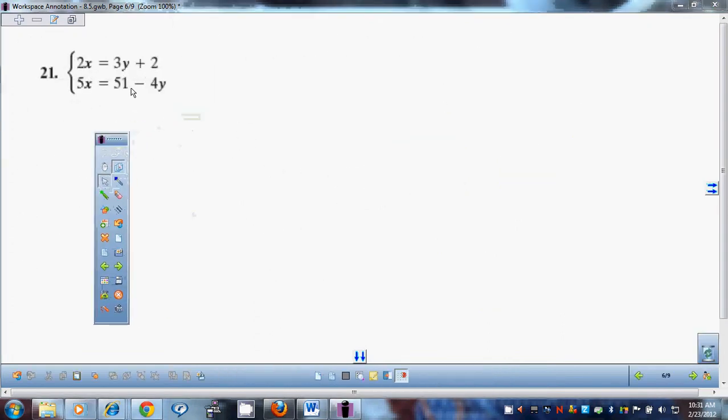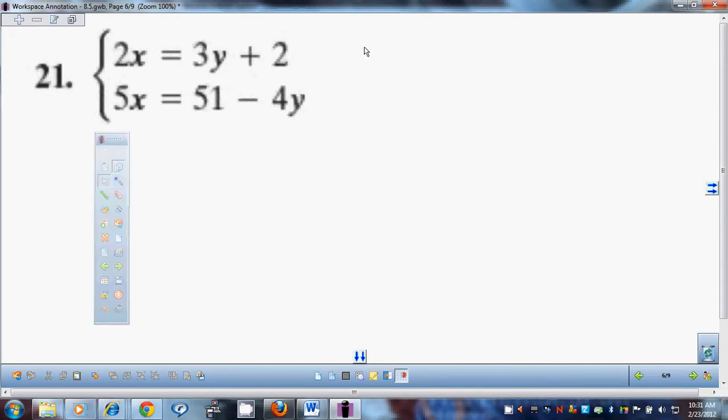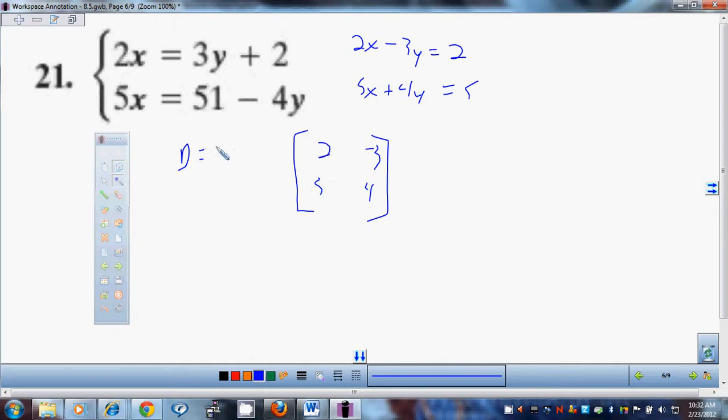Oh, absolutely. Let's do that. You want variables on one side, numbers on the other. So that's going to be 2x minus 3y equals 2, and 5x plus 4y equals 51. I just added that over, subtracted that over. So this one, it'd be 2, negative 3, 5, 4 for your original. And what's my D value? 8 minus a negative 15, so 8 plus 15, 23.